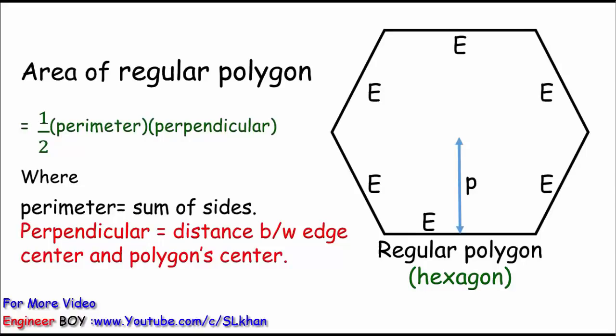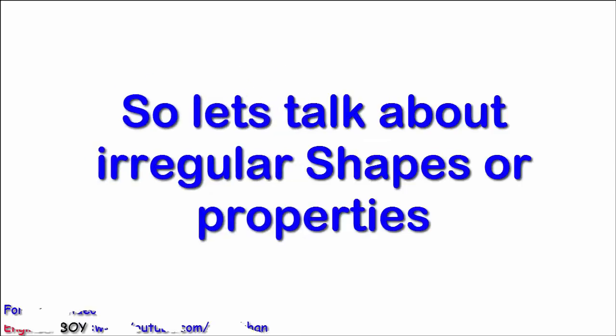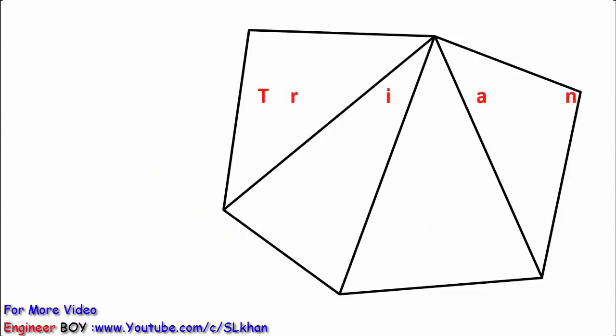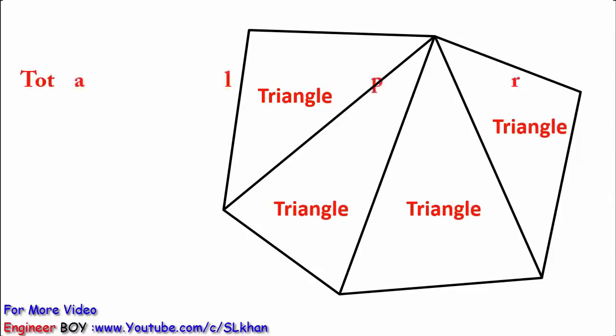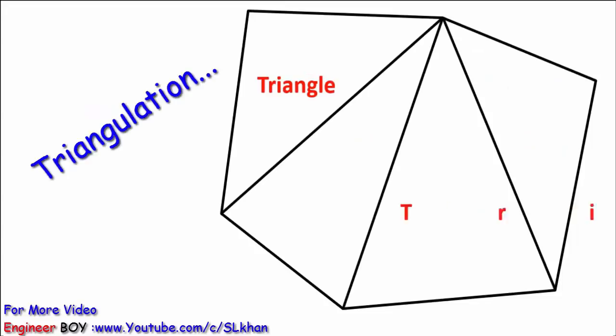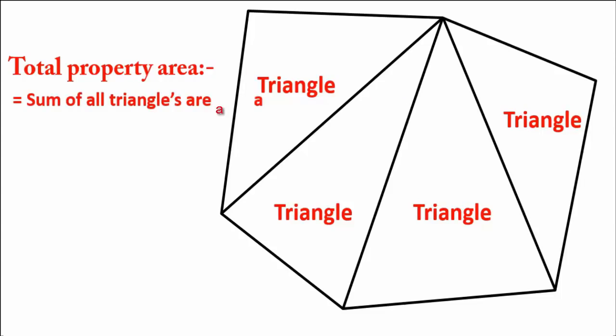I don't wanna waste much time over here because our main goal is to cover irregular shapes. So let's go ahead to talk about irregular shapes or properties. Remember, whenever you face an irregular property on site and want to work out its area, an easy way is to split the whole property into simple geometric shapes. And the best thing, according to me, is the triangulation. Yes, so you have to convert or split your property into triangles and then calculate an area of each triangle separately and add them together to get an area of the whole property.